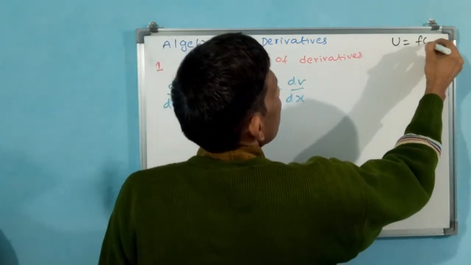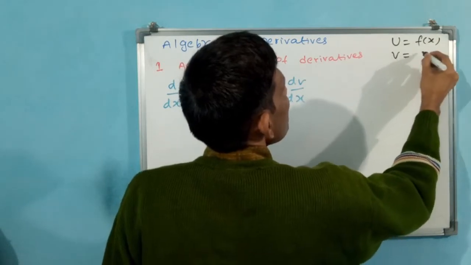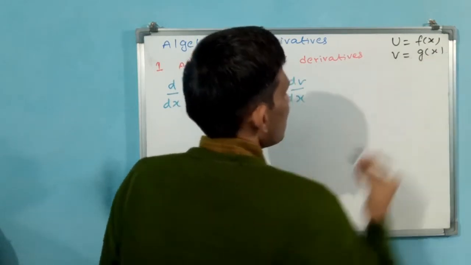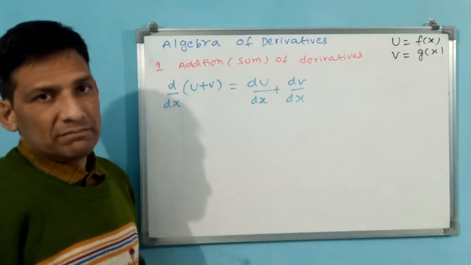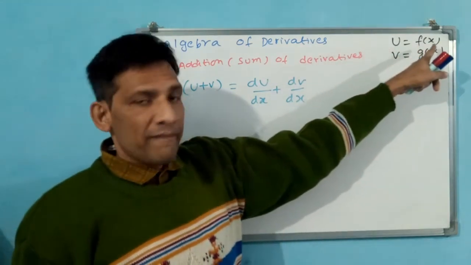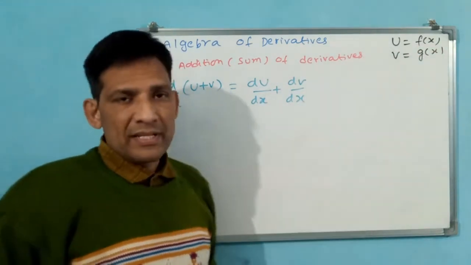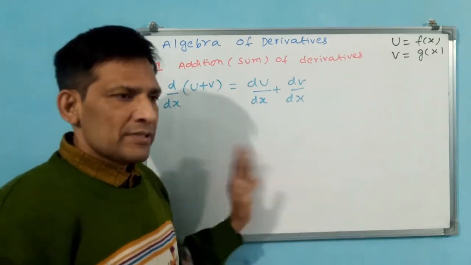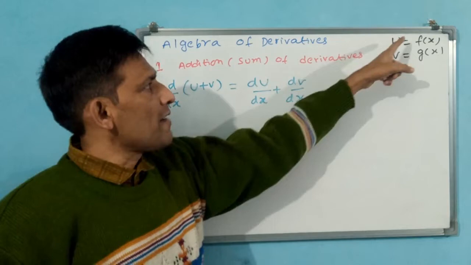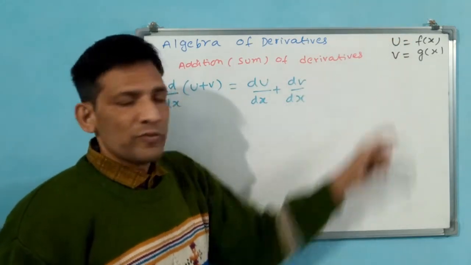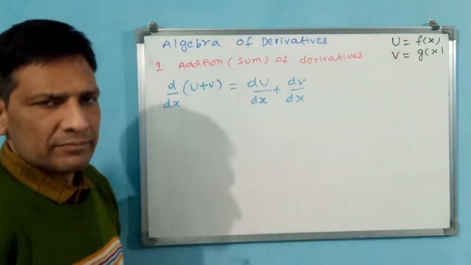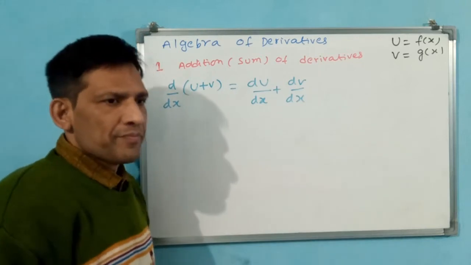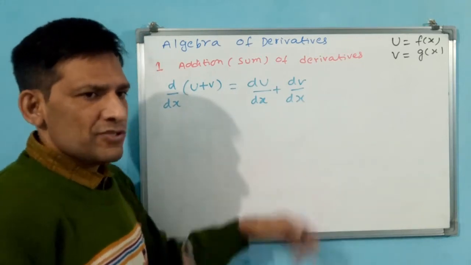Let u is equal to f of x, let v is equal to g of x. That means u itself is a function. U is f of x, v is g of x, like that you take. Why? Because alphabetically you take u, f, you take v, g. After f, g will come; after u, v will come in alphabetical order. U, v, f, g.